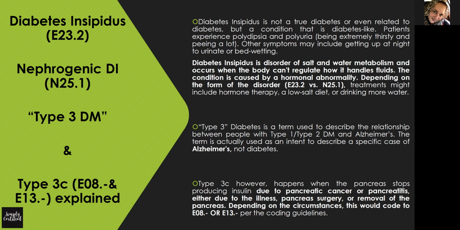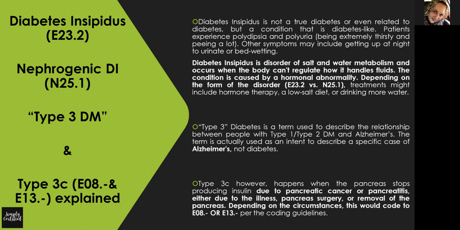So it's not an actual type of diabetes. It's just used to describe someone who has diabetes and also has Alzheimer's, and it's really important because there's a lot of research being done between the links of Alzheimer's and diabetes. So it's not a real thing. Just so you know, do not look for a code for type 3 diabetes. There is not one, and it does not code to an E code.